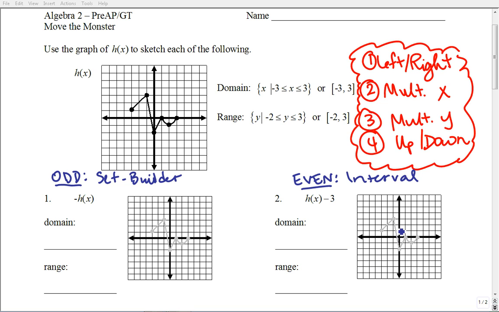Okay, so I'm going to actually skip the first few examples because those are just reviewing what we did in the previous video and notes. But just a reminder that we'll always do the left and right, or the adding and subtracting from x first, then multiplying the x, which will give us a horizontal stretch or compression, depending on if it makes it bigger or smaller in the x's. Then multiplying y's, which will give us a vertical stretch or compression, and then last, up and down, which is adding or subtracting from the y values. So let's go ahead and skip down to number 5.